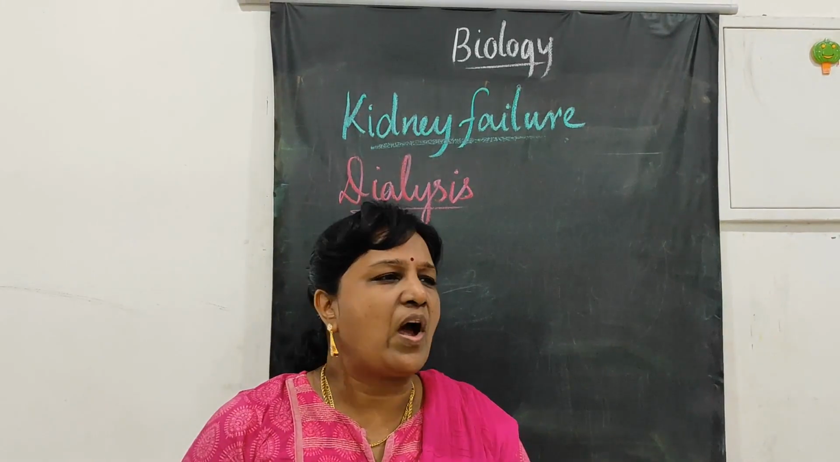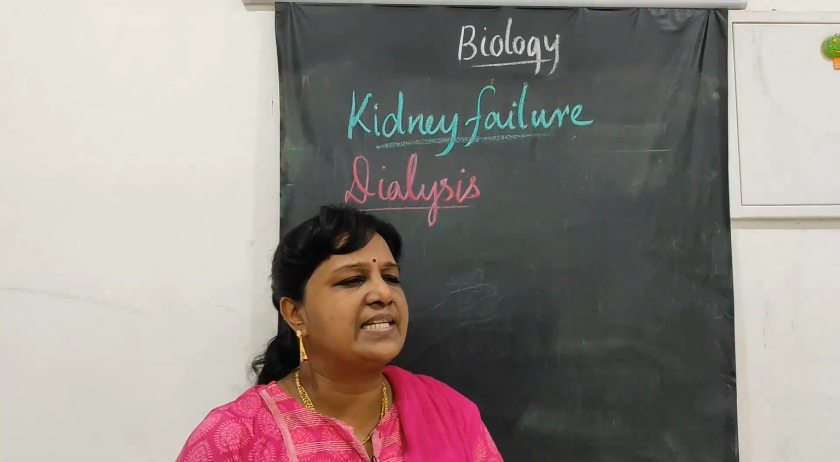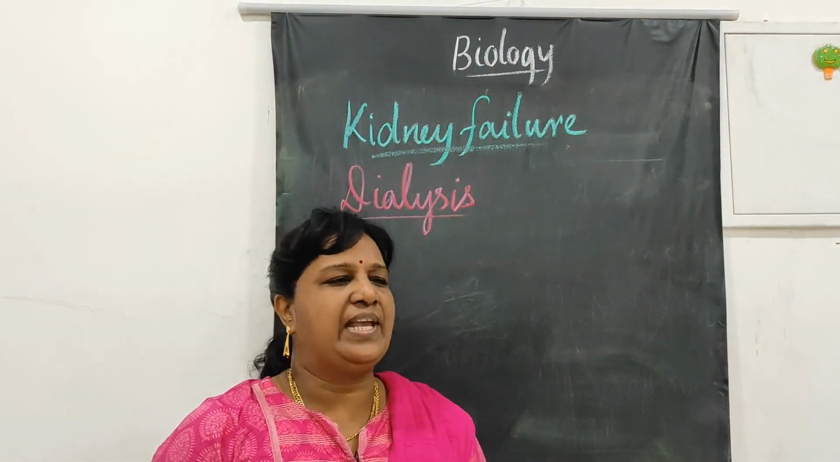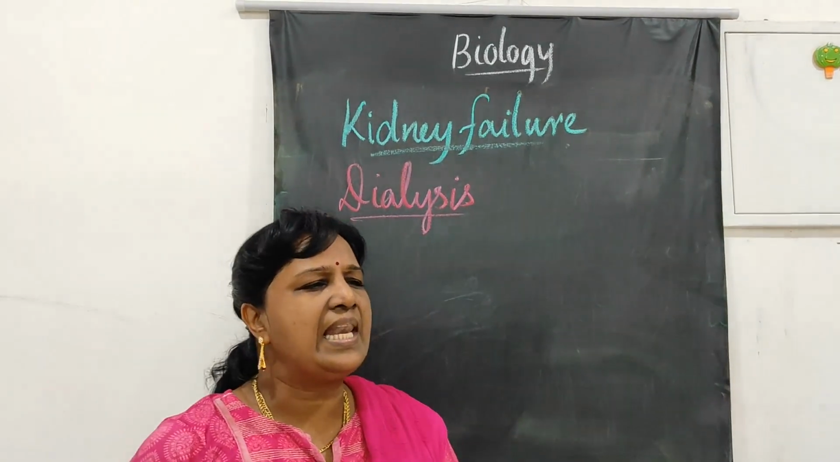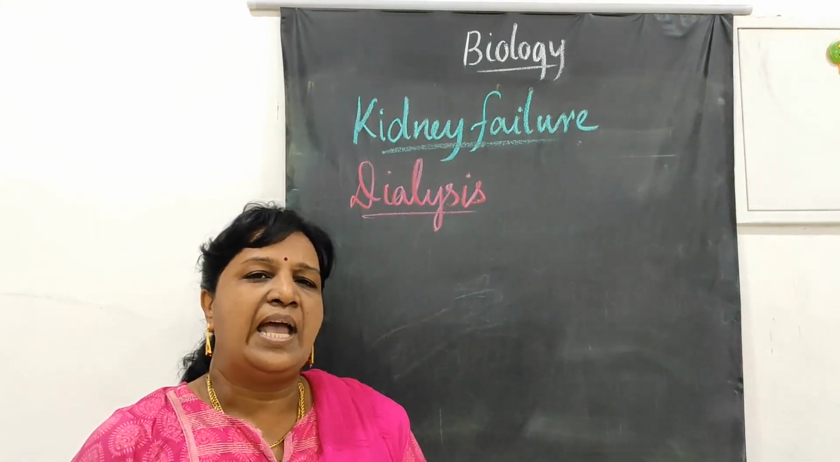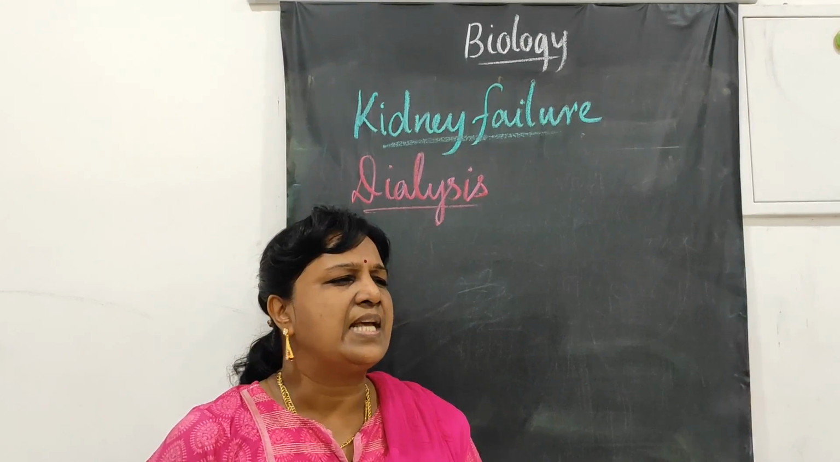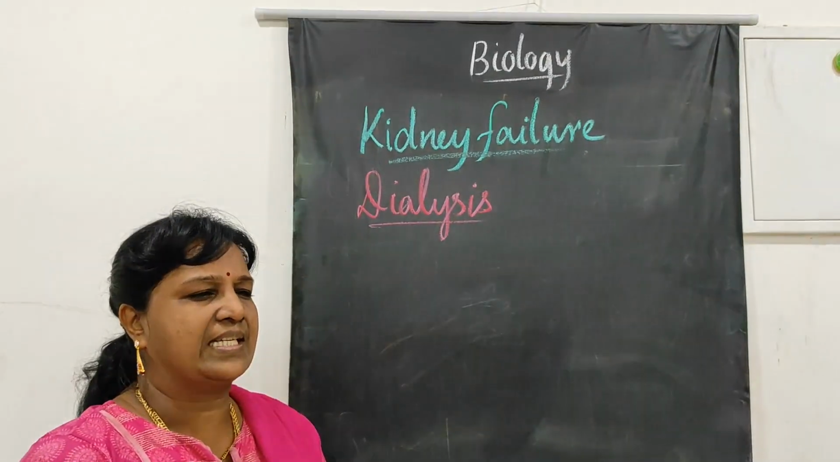When kidneys are not functioning properly, what will happen? Yes, the toxic waste will accumulate in the body and that is said to be kidney failure or renal failure. And for this, an artificial kidney is used to filter the blood of the patient and the patient is said to be put on dialysis.